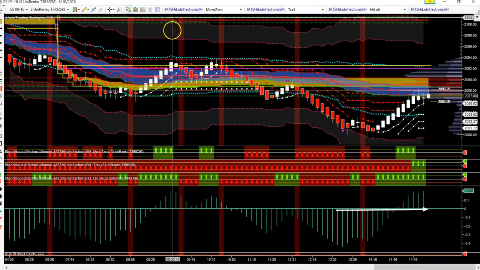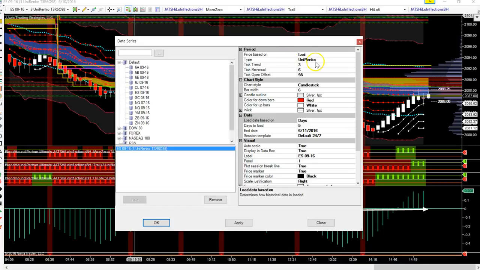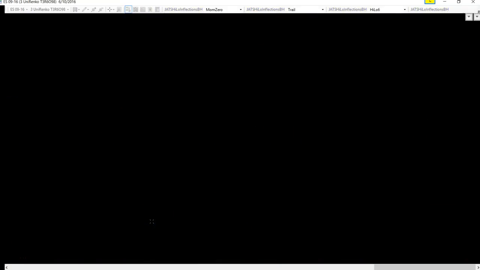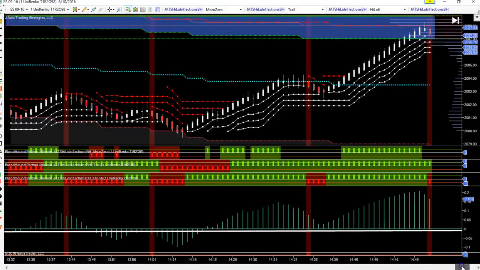So if you would like to get an even closer look at this, we can change this, oops, put this back on, to a 1, 3, or even a 1, 2. And this will really help you get fine-tuned as far as your entries. And let me show you what that looks like.